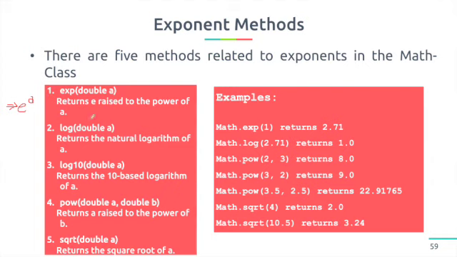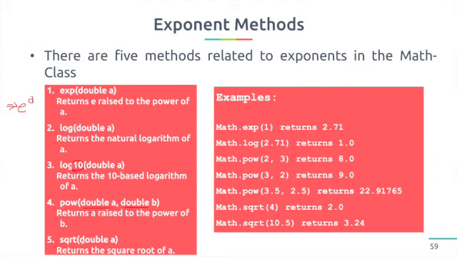And log, with parentheses around the value of a, will return the natural logarithm of a. If we write log10, it means that 10 is the base, and it will return the base-10 logarithm of a. Pow takes two values. The first value will be raised to the power of the second value. And then sqrt of a value a will return the square root of that value.